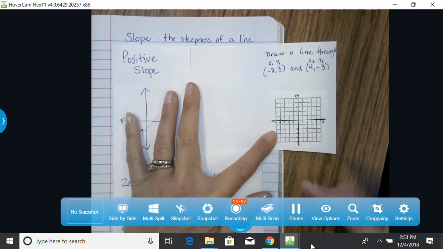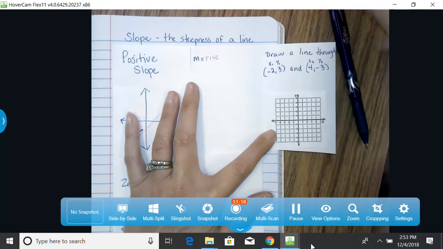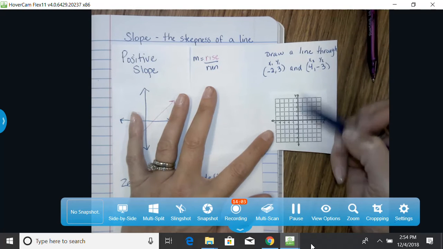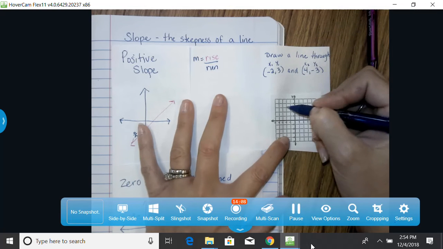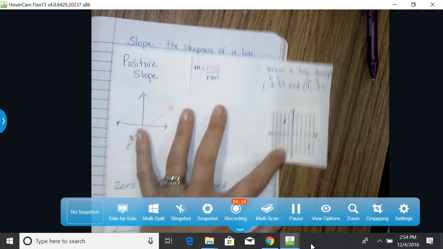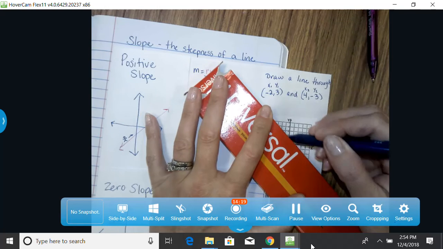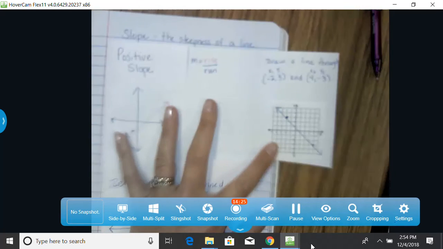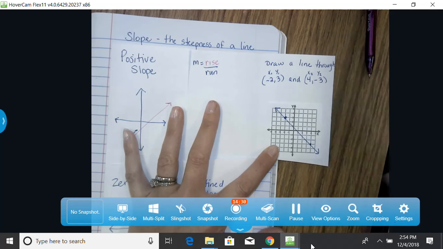So first, I'm going to find slope by doing rise over run. I can't calculate rise over run until I actually plot the points. So let's plot these points. Negative 2, 3, 4, negative 3. Find my straight edge. And you can see this line does go down. If I start at the left and go to the right, it goes down, so it is a negative slope.